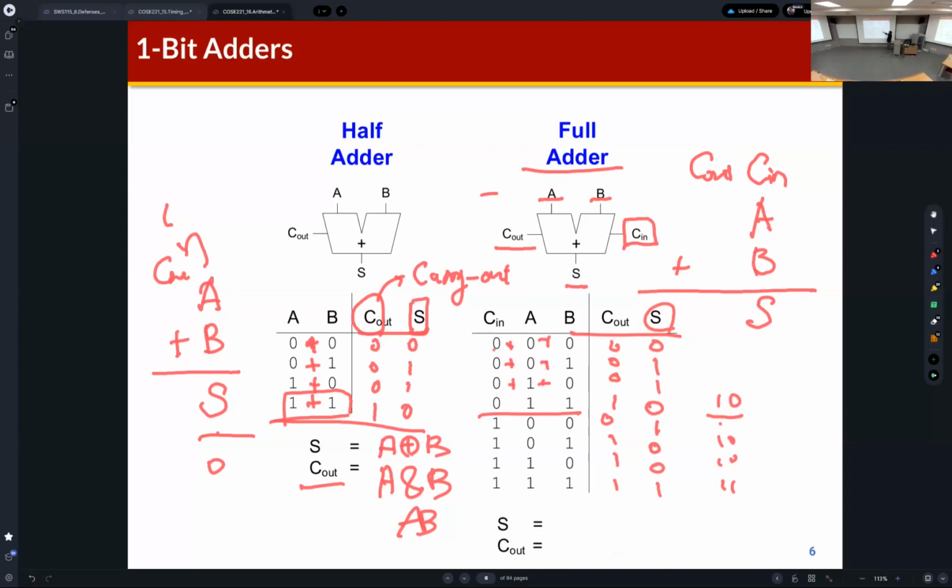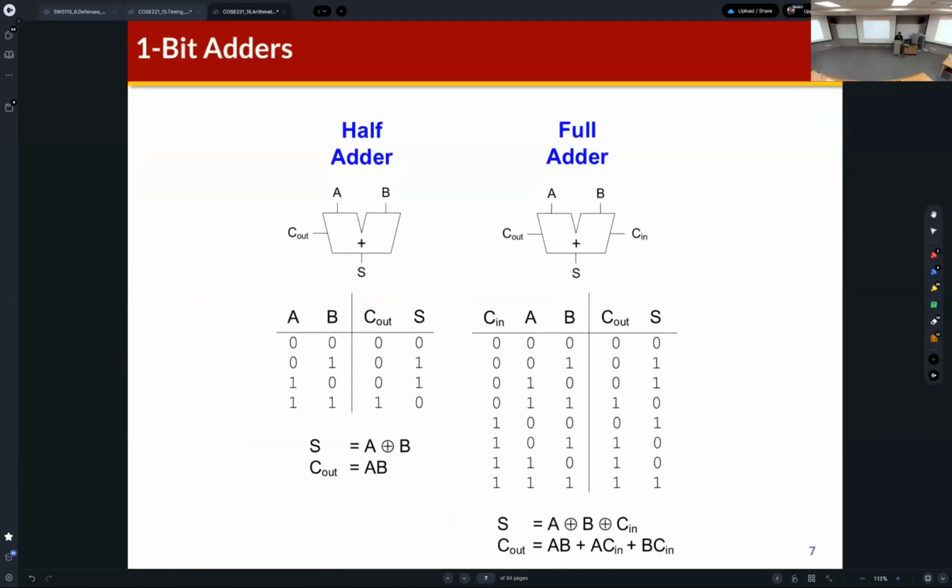Based on this truth table, and using the columns, you can generate the optimized Boolean equation for the full adder, right? So S is A exclusive OR B exclusive OR C in. And C out is AB plus B C in plus A C in. So this is the Boolean equation of S and C out. Actually, this is the answer for the previous slide.